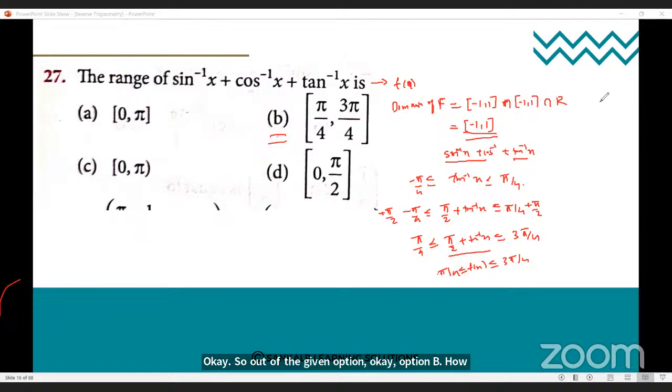Okay, so in this question, first we have calculated the domain, and then using the domain we are calculating the range of this given function. So most of you have marked A as the option. Okay, it's not A. Just check it once again. Go through the solution.